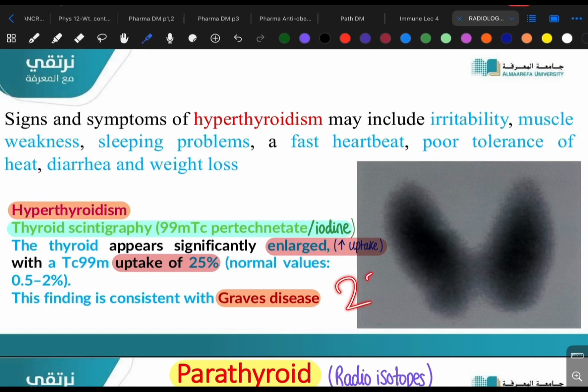It's 25%. So what's the normal range? The normal range is between 0.5 and 2. So imagine it's 25%, that's a very high uptake. So this is just for hyperthyroidism, or Graves' disease.